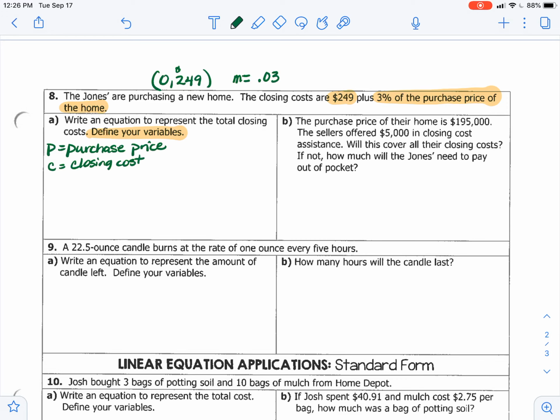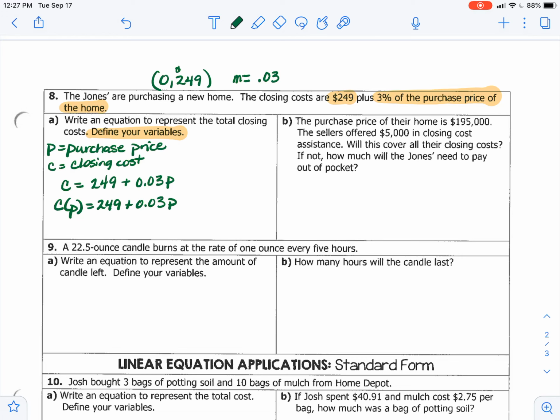So just like what we identified with variables earlier. So in this case, the closing cost is $249 plus 3% of the purchase price. Okay? So again, yes, you could flip it around into slope-intercept form, but it is acceptable to put it in this form because that, to me, makes sense. It's $249 plus 3% of the purchase price. Again, if you're writing it in function notation, it would look like this. Okay? So don't let that panic you if you see it that way at some point.